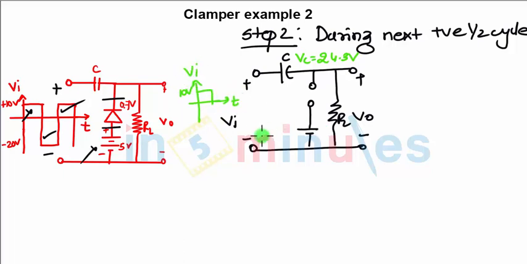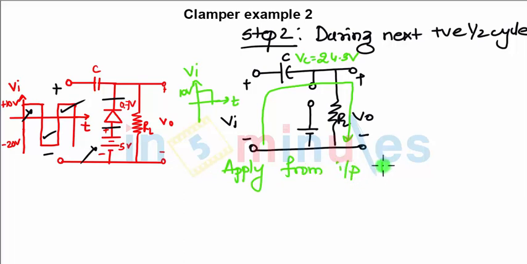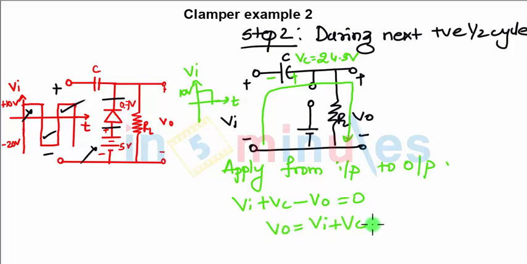This is your input. Now for getting the output voltage, you apply the KVL from input to the output. How is the direction of charging? This side negative, this side positive for the capacitor. So the KVL equation will be Vi plus Vc minus Vo equals 0. So we have Vo as Vi plus Vc, which will be 10 plus 24.3 volts. So we are getting 34.3 volts as the output. So in the next positive half cycle, your output is going to 34.3 volts.